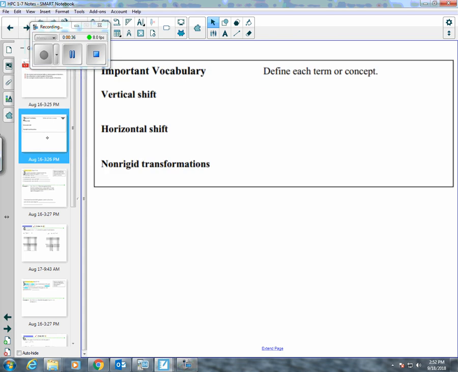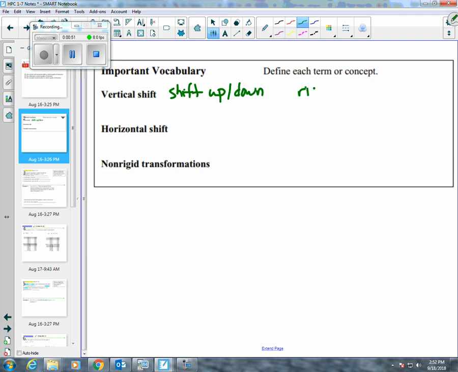So let's define those three first of all so we know what we're talking about. A vertical shift is an example of a rigid transformation. You're shifting the graph up or down. So it's a shift in the vertical direction, either up or down. We call that a rigid transformation. If something is rigid, that means the size and shape stays the same. So rigid means it doesn't change the shape, the actual shape of it stays the same size. So the figure is congruent, but it's either shifting up or down.